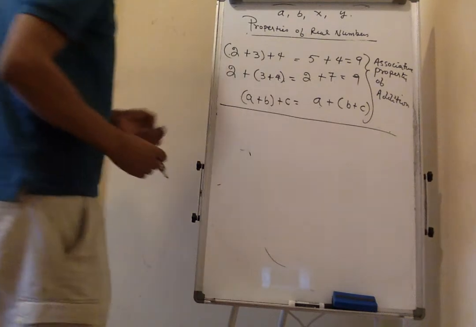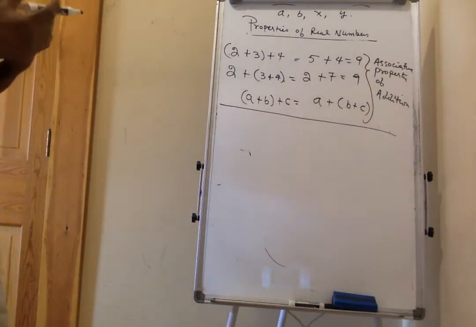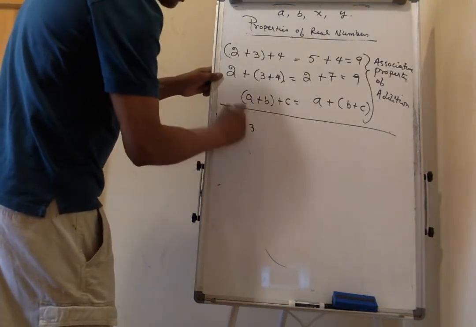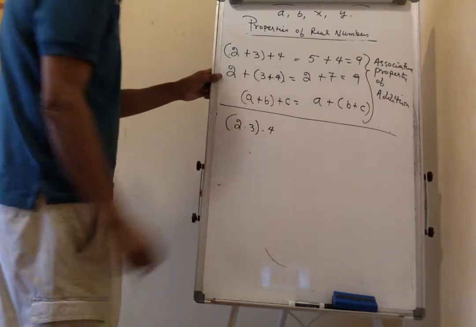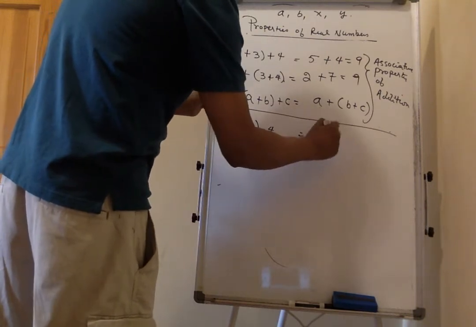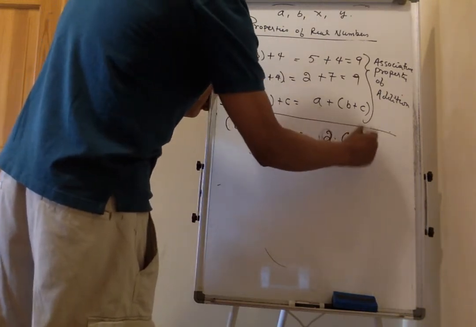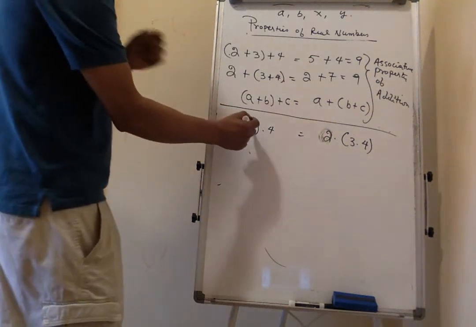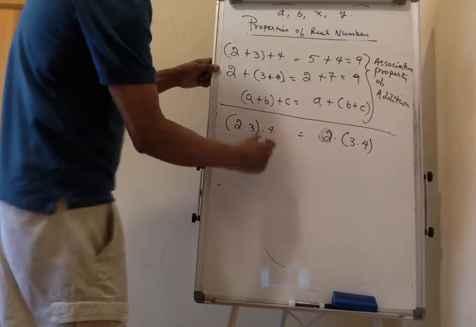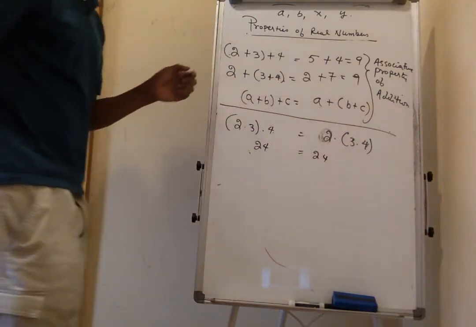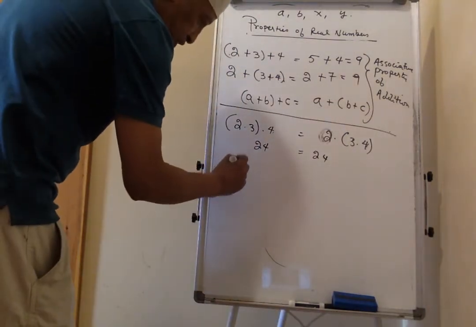Now, we can do this. Now you have an idea of the relationship between addition and multiplication. So that means what? If I multiply 2 by 3 first, and then multiply by 4, I would get the same outcome by multiplying 3 by 4 first, and then multiplying it by 2. 2 times 3 is 6, 6 times 4 is 24. 3 times 4 is 12, 12 times 2 is equal to 24. Therefore, we can conclude the same way we did.